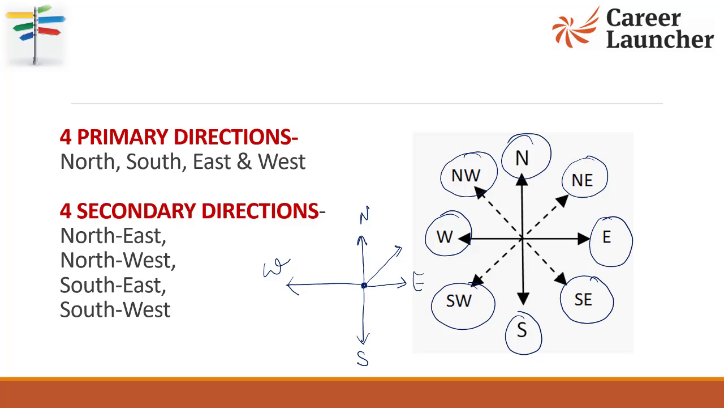Now, if we look at it angle wise, the angle between west and south is exactly 90 degrees. Whereas for these secondary directions, this angle is 45 degrees, and even this is 45 degrees.